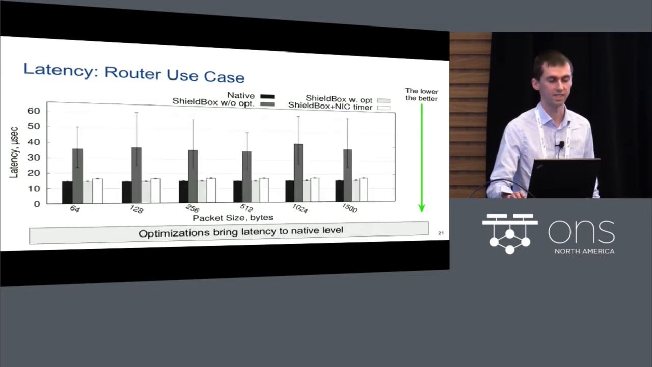So in this case, you can see that the native version has a latency of around 13 microseconds for this use case. But if you move to ShieldBox without optimizations, the latency increases dramatically by 2.5 times, and the variance is also dramatically increased. On the other hand, if we consider our version with optimizations, it totally removes this performance penalty. And also, if you don't use optimizations, but just use the NIC timestamp counter as a time source, you will have a slight latency increase, but it is not critical.